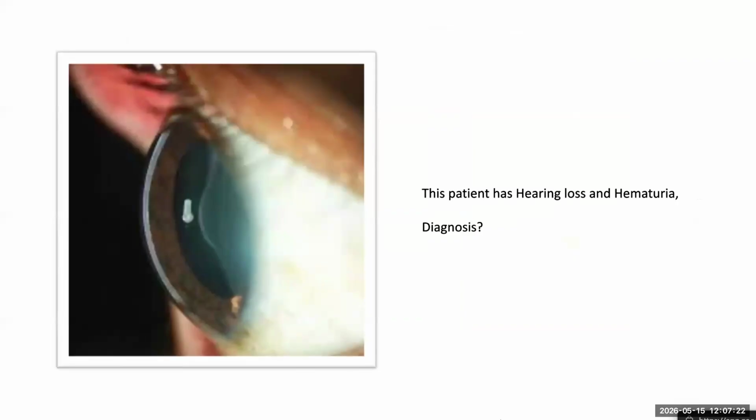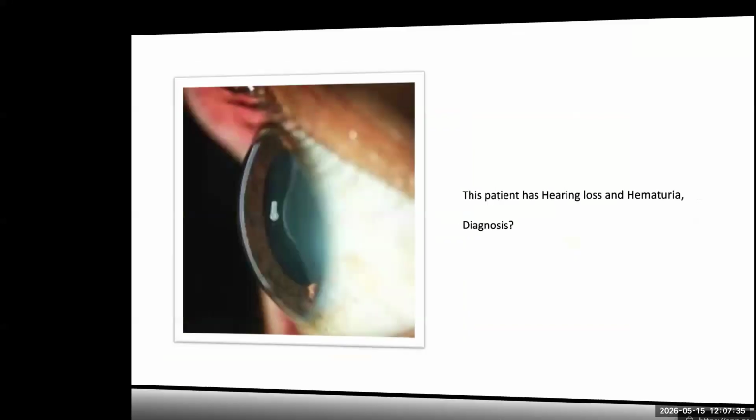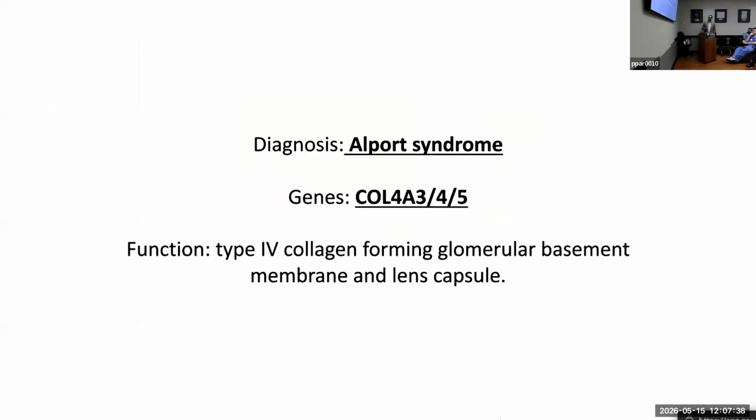So this is the lens, just to let you guys know. And we are seeing the eye from the lateral side. This is the cornea, this is the eye. And this patient has hearing loss and hematuria. Any thoughts? Almost. So that's Alport syndrome.